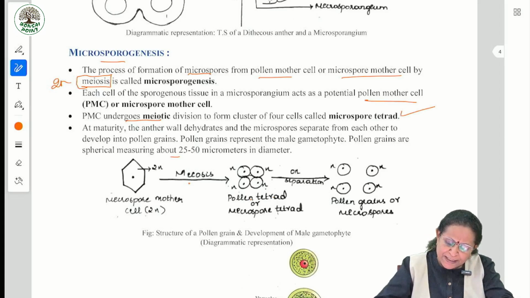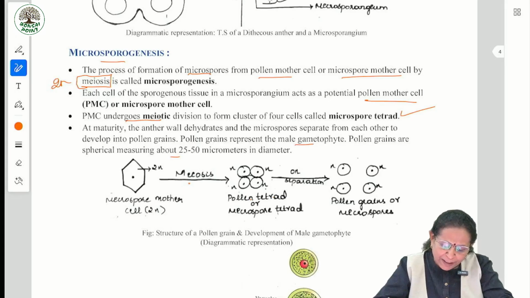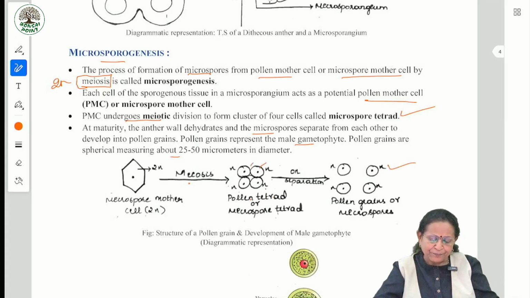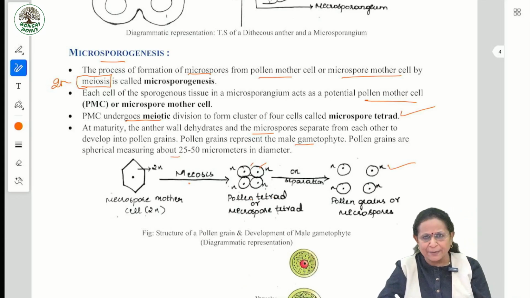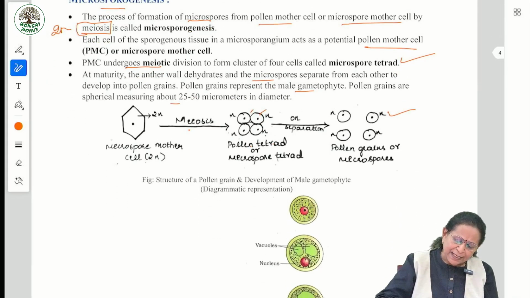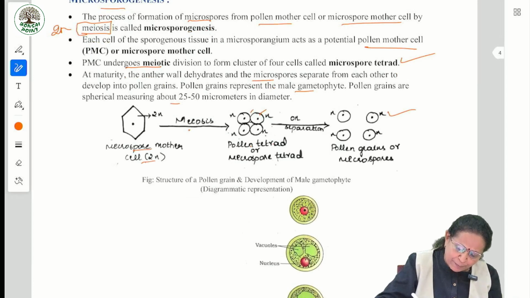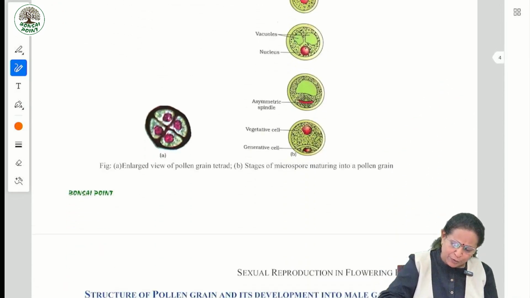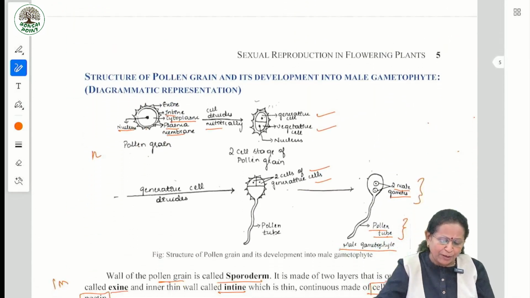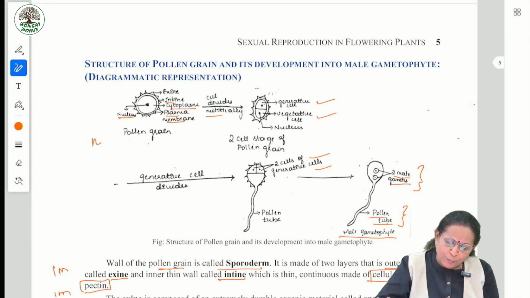Pollen grains represent the male gametophyte. We call them microspores or pollen grains only when the cells separate like this. Pollen grains measure about 25 to 50 microns in diameter. See, the microspore mother cell, which is diploid, undergoes meiosis to form a pollen tetrad. Later they get separated to form pollen grains or microspores. Pollen grains are haploid in nature.